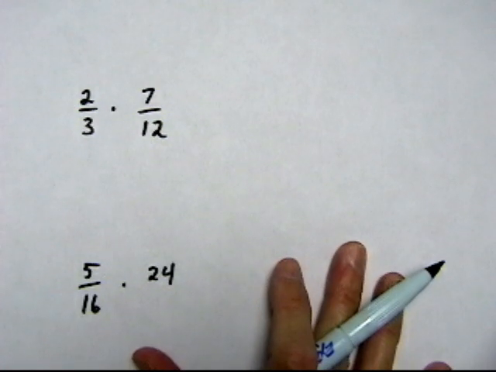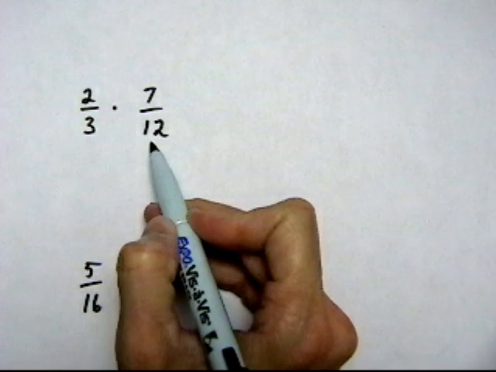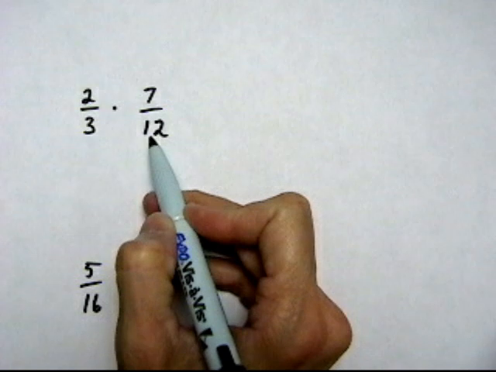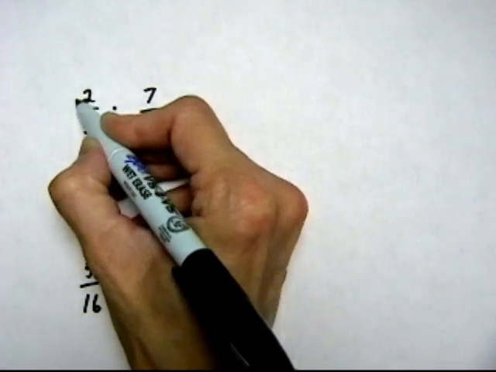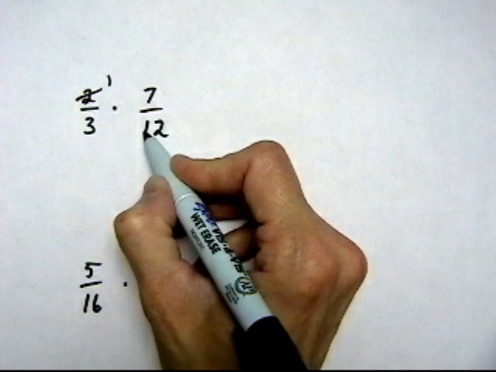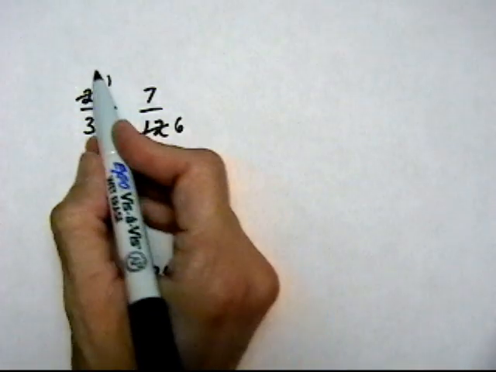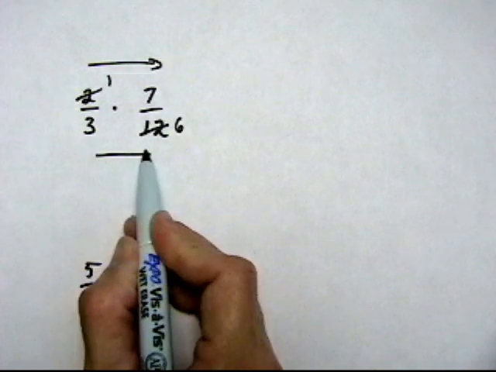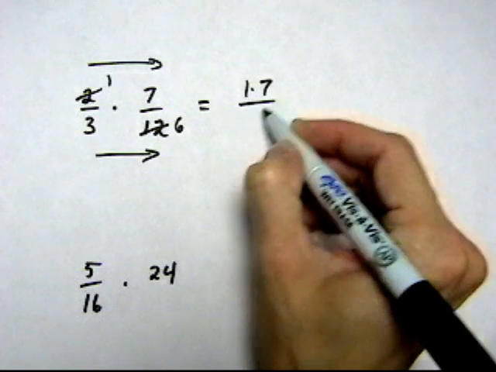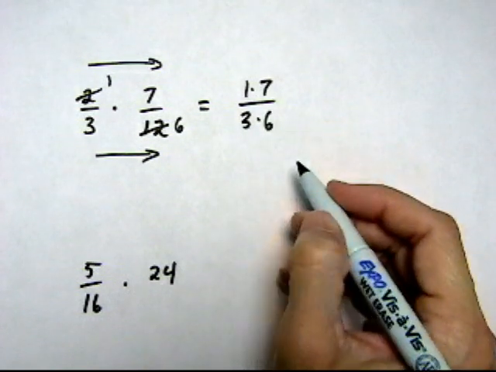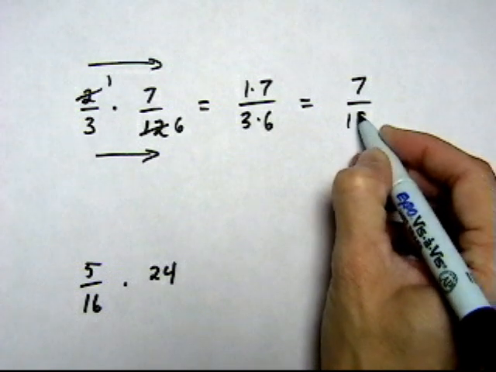In the next one, first thing I notice is that in the numerator here and denominator here, we have a common factor of 2 that we can divide out. So let's divide by 2, so we get 1 on the top, and 12 divided by 2 leaves 6 on the bottom. And that's it for common factors top to bottom. So we can multiply across, and we get 1 times 7 over 3 times 6. And that gives us 7 over 18.